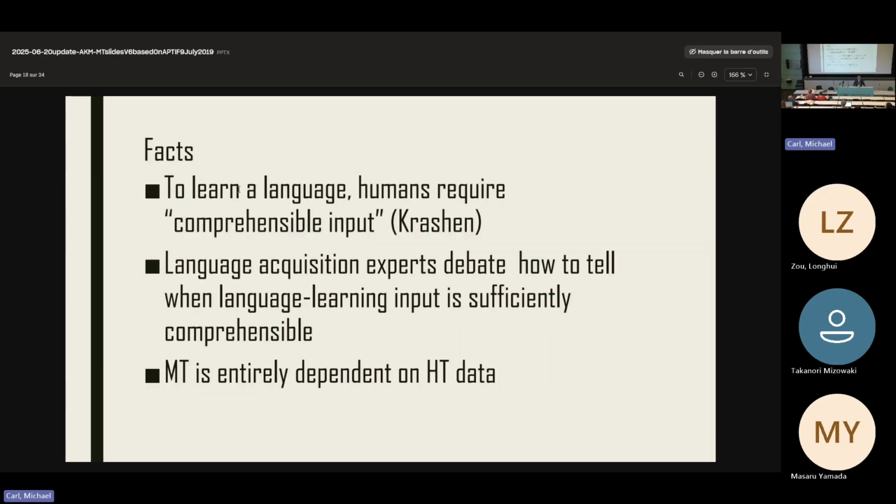Well, facts. To learn a language, a human requires comprehensible input. Krashen is the major scholar here. If you don't know Krashen, I won't try to explain the whole literature on language acquisition in a couple seconds. Language acquisition experts do not debate whether comprehensible input is required, just the degree, how much is sufficiently comprehensible. And a third fact, machine translation these days is entirely dependent on human translation, regurgitated human translation. Sorry to be so gross.